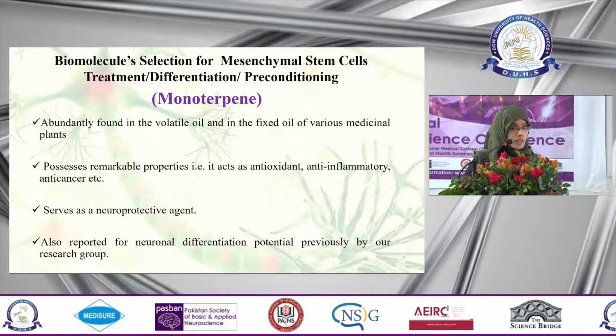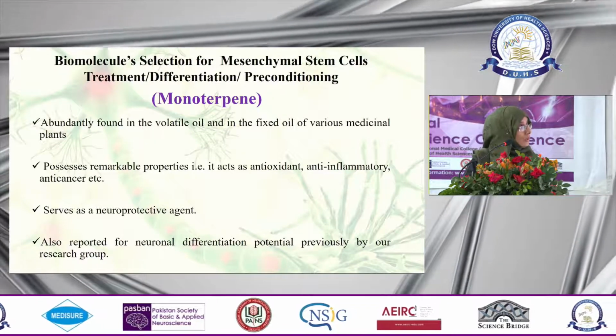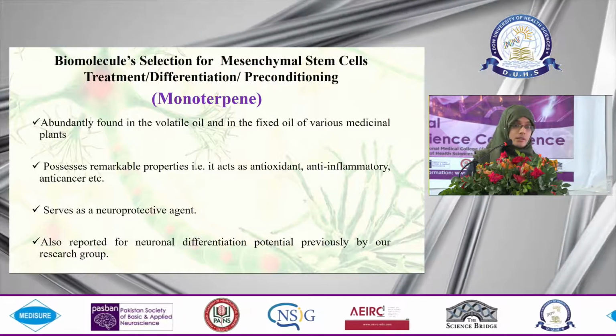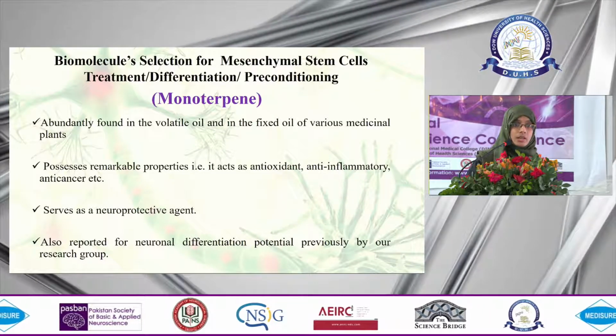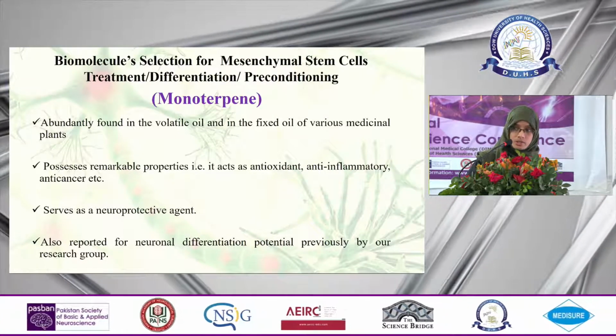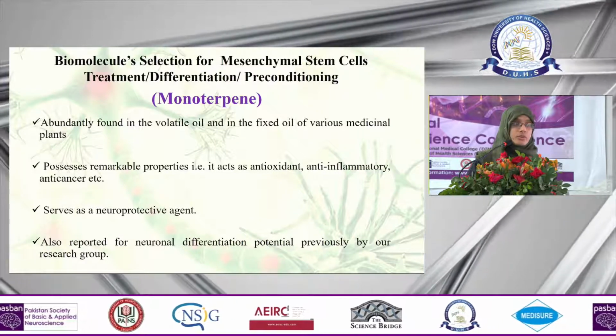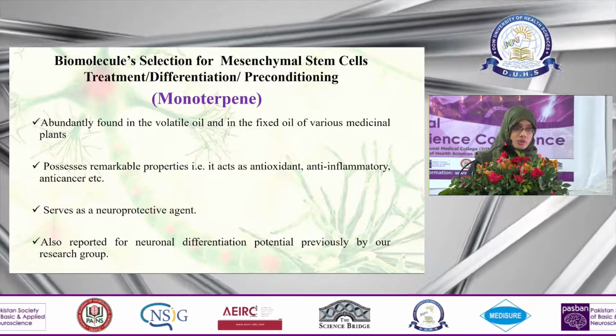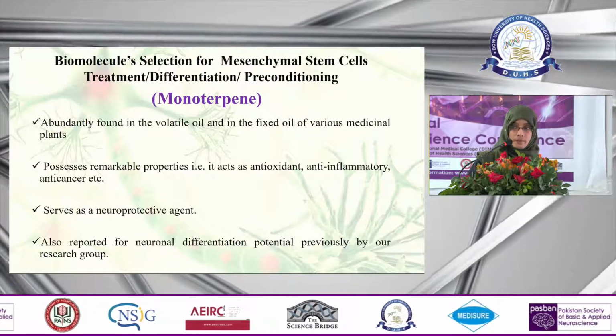The biomolecules that we have selected for the differentiation belong to the monoterpene class, and these compounds have already been reported by our group for their neuronal differentiation potential. That's why we use these compounds for the regeneration of the damaged brain area as a result of the ischemic stroke.